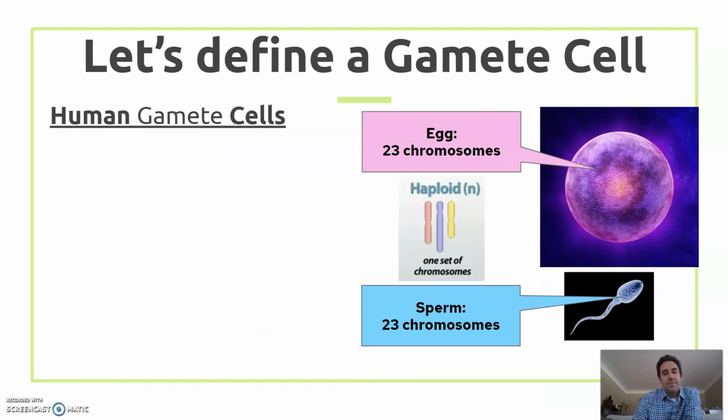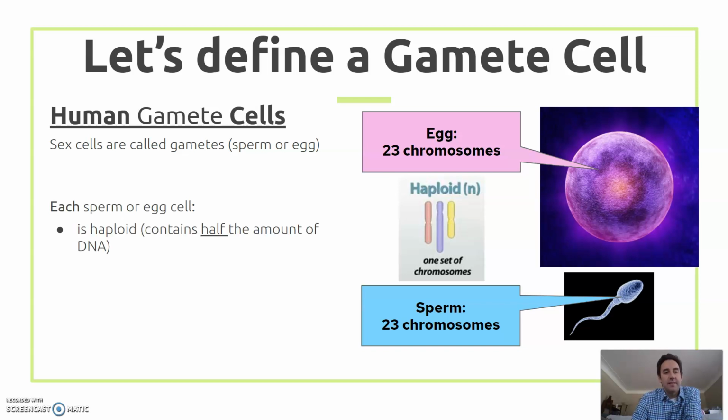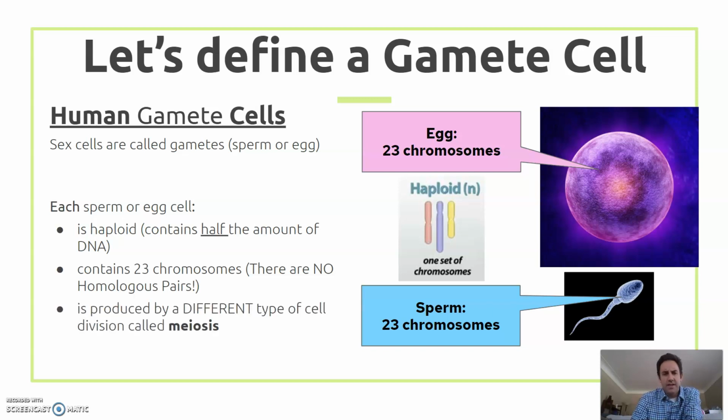Gamete cells, these are going to be the sex cells. They're oftentimes called gametes, sperm and egg. And each sperm and egg cell is haploid, which means they only have half the amount of DNA, one type of skittle. And each sperm and egg has 23 chromosomes, so there's no homologous pairs. They're produced by a different type of cell division called meiosis.